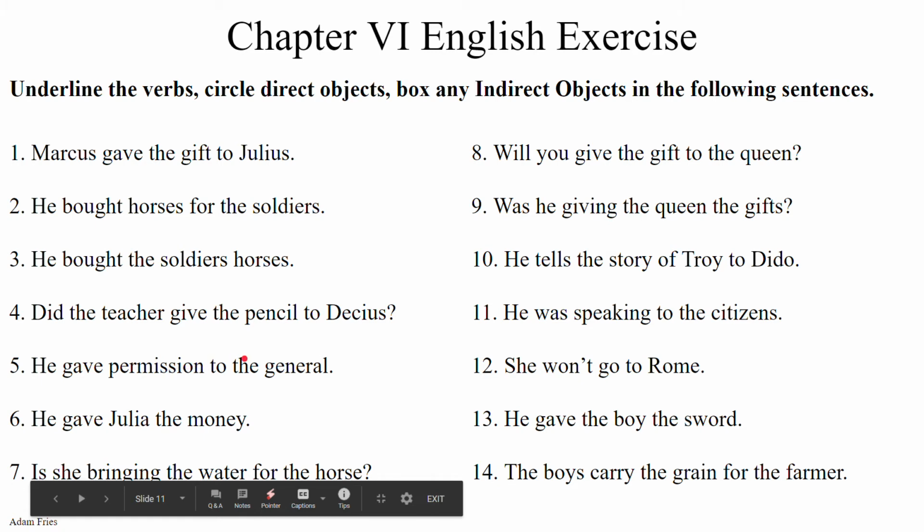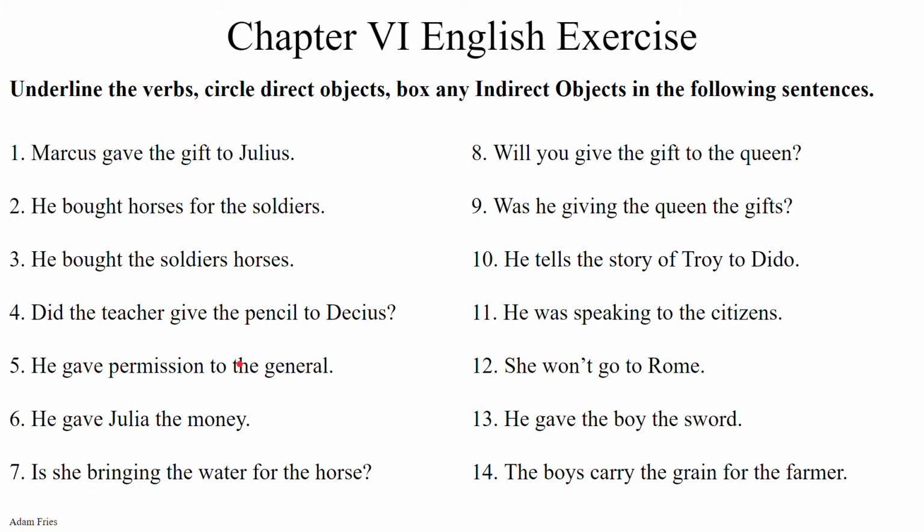This is why it is helpful to always ask yourself, what receives the action of the verb? What did he give? Did he give Julia or did he give the money? Well, he gave the money, and the money went to Julia. So make sure that you understand that the money is the direct object that is circled, and Julia is the indirect object which is boxed.